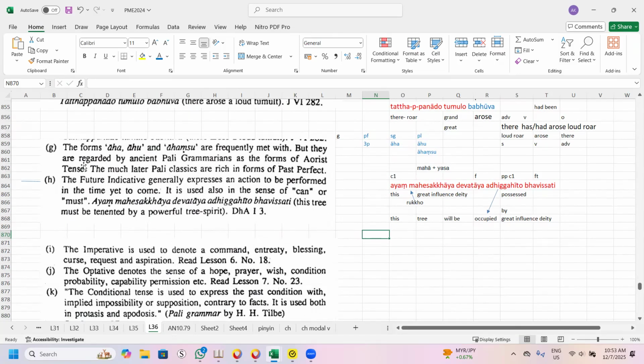Here, okay, we come to here. You read through all this. They are regarded by the ancient Pali grammarians as a form of Aorist. So you just have to translate it as a simple past. Aorist is a simple past. So this is what we do, a simple past. The much later Pali classics are rich in this.